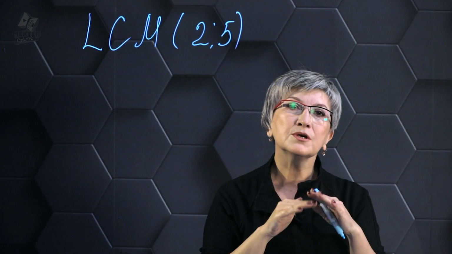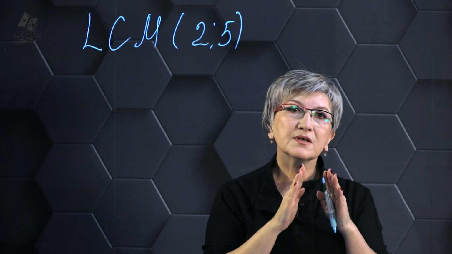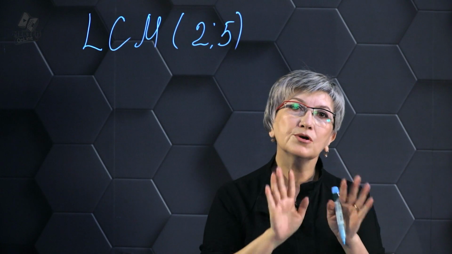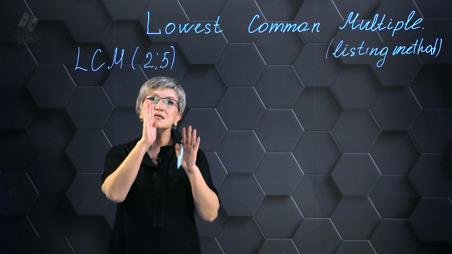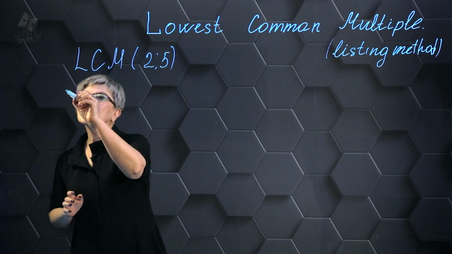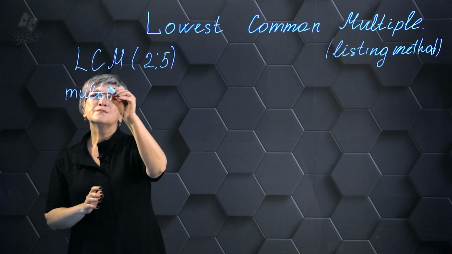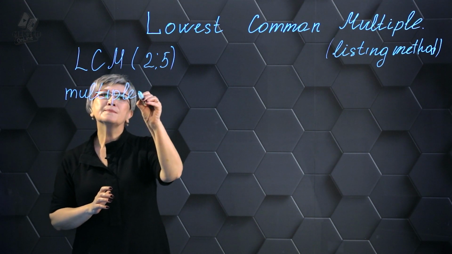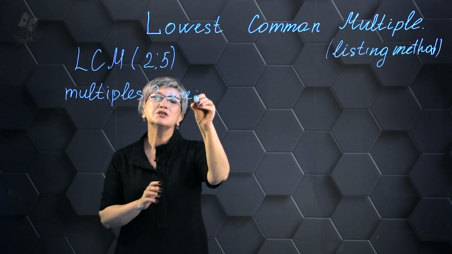Naturally, a lot of you have already deduced the number, but we will be honing our technique on straightforward, uncomplicated numbers. So initially we will write down multiples of 2, then multiples of 5, and then find the common ones.